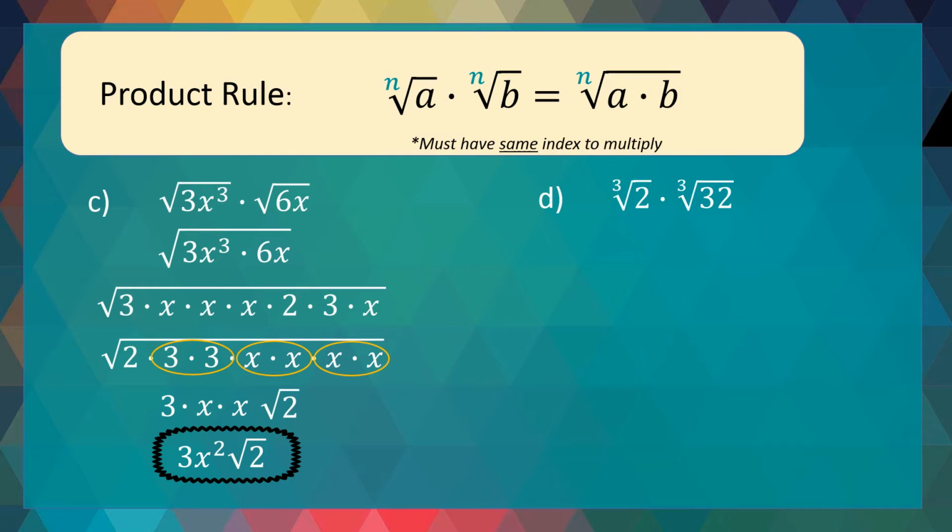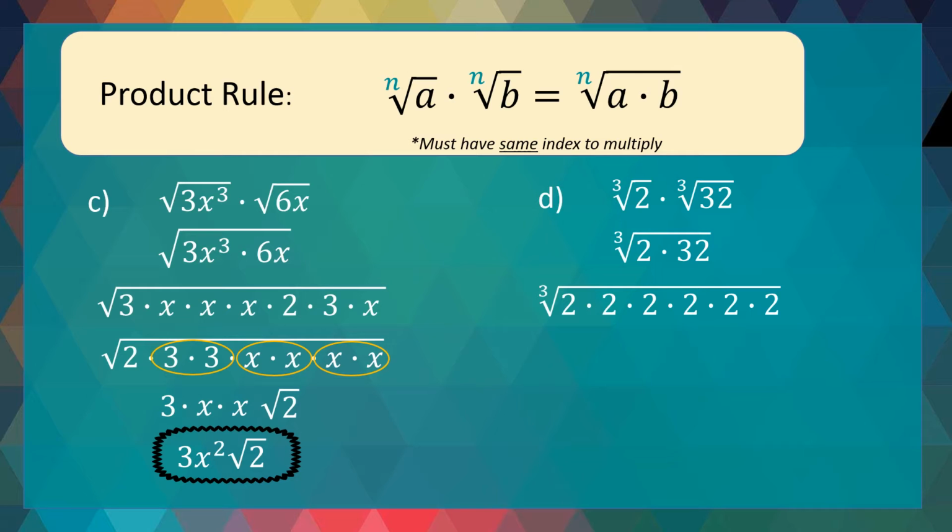For D, I have the cube root of 2 times the cube root of 32. Notice they do have the same index, so we can write it under a single radical. From here, just like before, we want to factor these values. So take a moment now to do the factor tree of 32 and list out all the factors. Alright, check your factors and see if they match mine. From here, now we're ready to see if we have any sets.